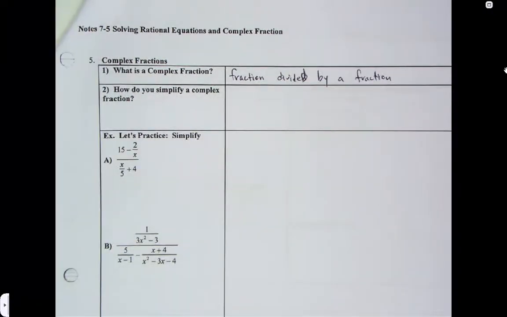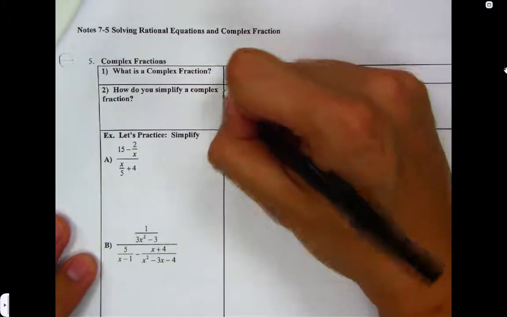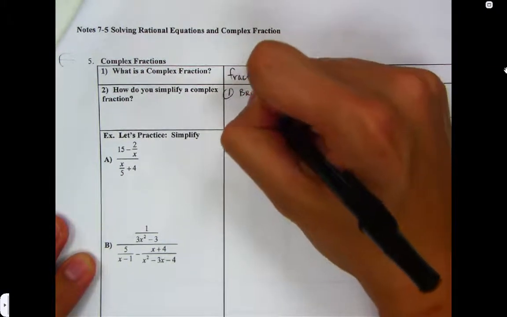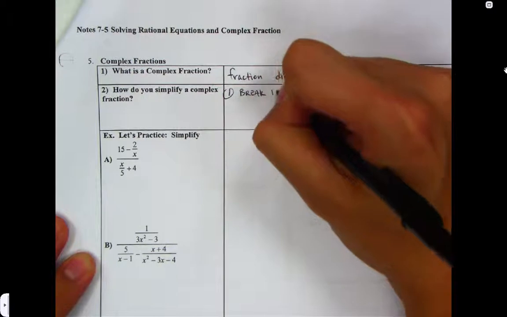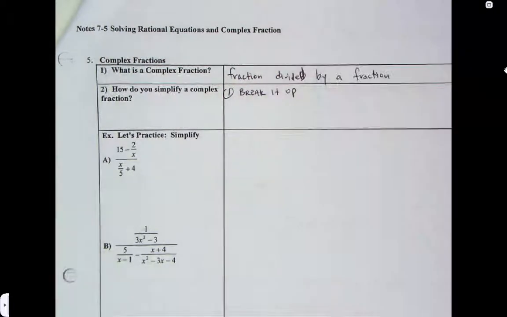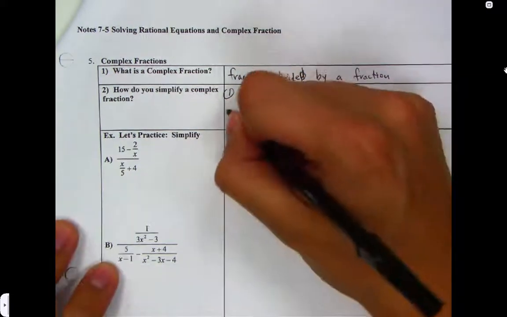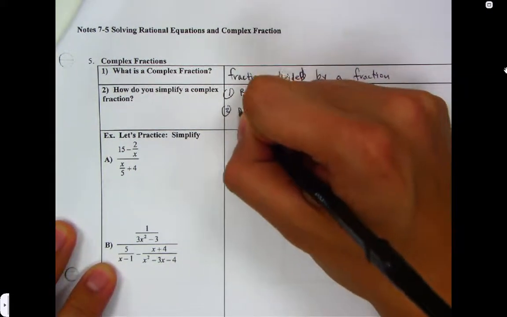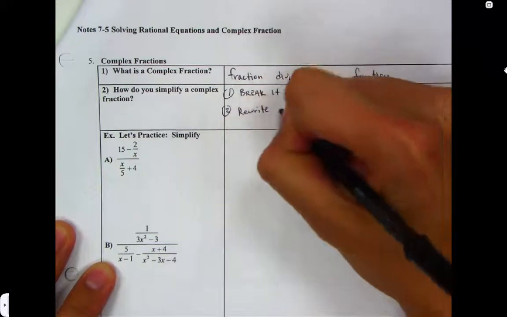How do you simplify a complex fraction? Step one is to break it up. So on the top you want one whole fraction, and on the bottom you want one whole fraction. And then step two is to rewrite as division.